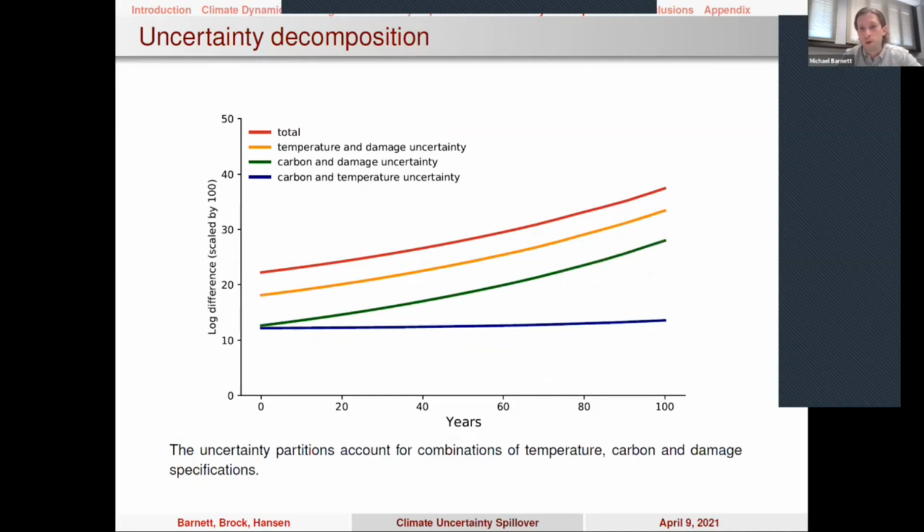When we move to the pairwise contributions in this uncertainty decomposition, we see importantly that it's the interactions of damage with temperature, damage with carbon that really matter. And we have these nice multiplicative effects that we can identify because we can decompose this uncertainty.